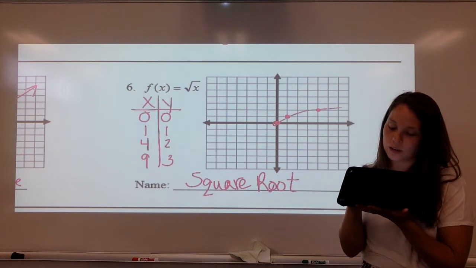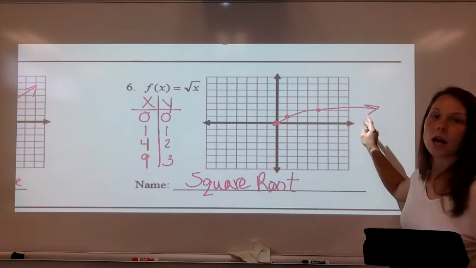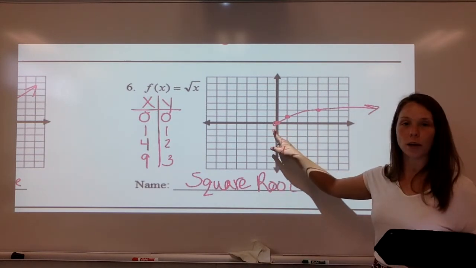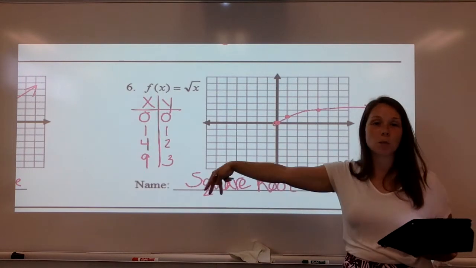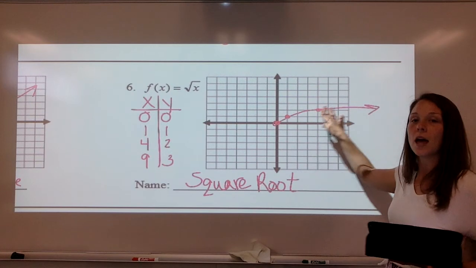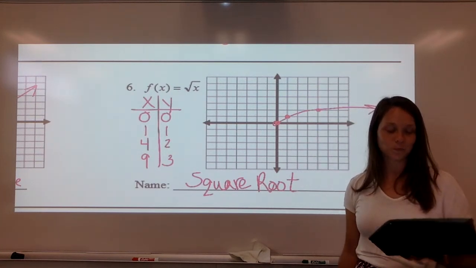And 9, 3 doesn't quite fit on my graph, so I'm not going to graph it, but I have 3 points here. Now, the square root functions, I always know what they are because they have a starting point. Because we can't square root negative numbers and get a real number back out, so we have this starting point of 0, 0, and then it points in the direction of all the positive x values that we can plug in.